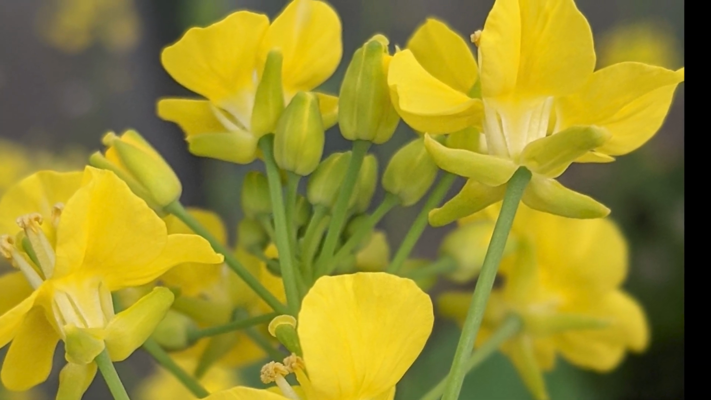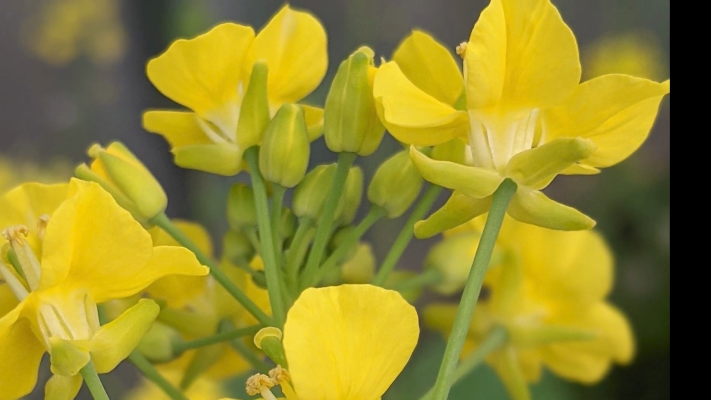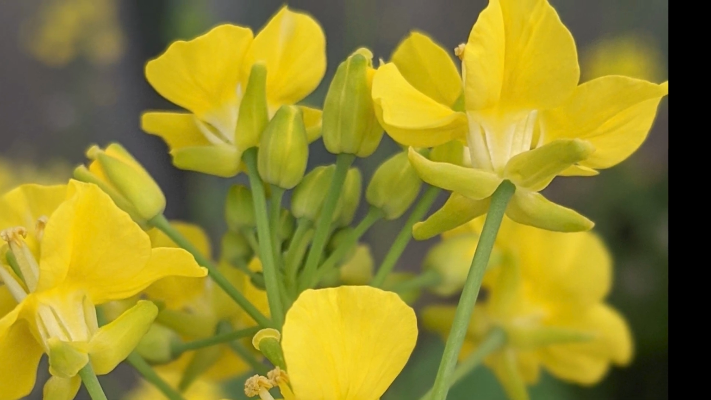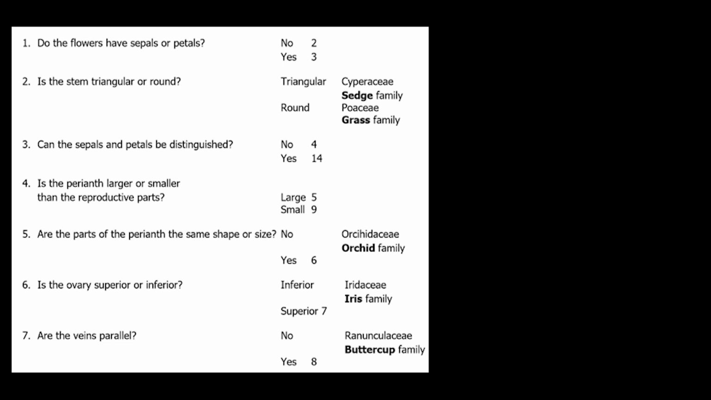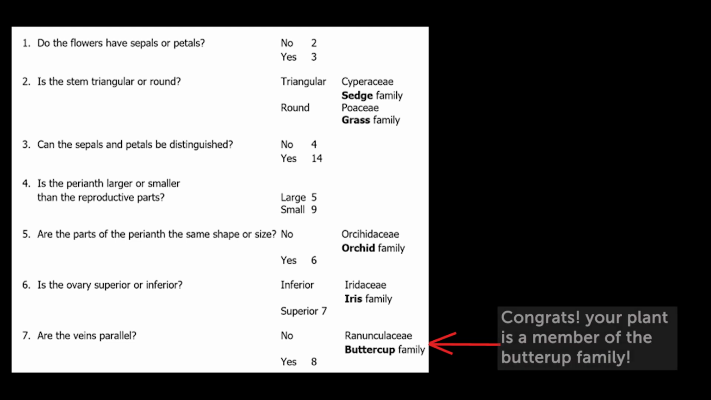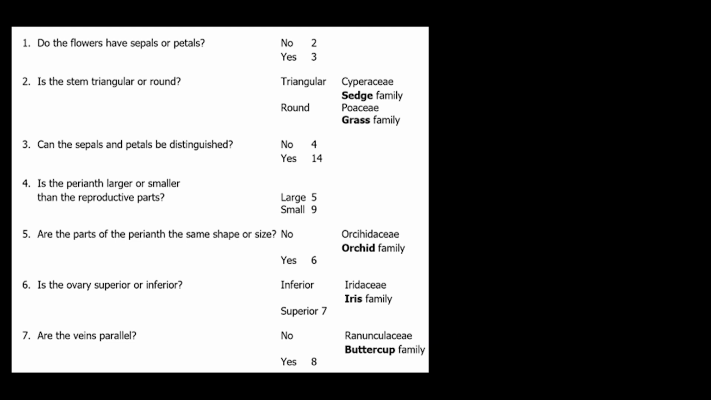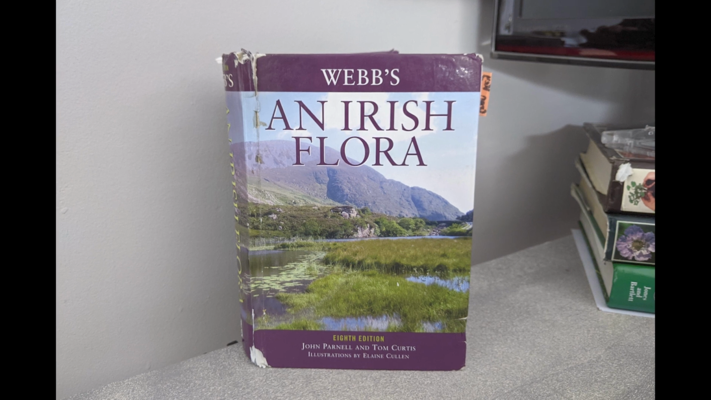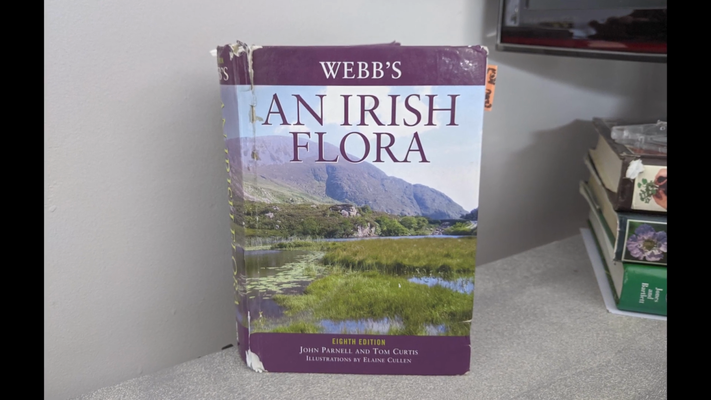When I am teaching beginner botanists, I use a simplified family key. Here's the first page of it here. As you can see, each question has 2 parts to consider, and according to your observations, you are directed to either another specific question or you're told the plant family that you have. Once you have identified your plant to family level using this key, then you will use a different dichotomous key in a book like Webb's An Irish Flora to identify your plant to genus level.